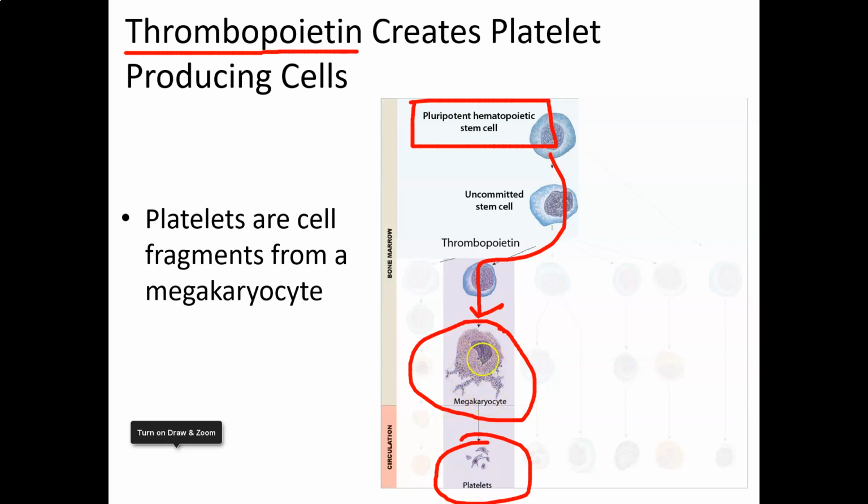It's got all this stuff inside the cell, basically. And then that breaks up into a whole bunch of pieces that become a platelet, or actually many, many platelets. So thrombopoietin stimulates the production of platelets. So it's the same starting cell that just gets a different chemical signal that says, hey, make some platelets. So thrombopoietin helps to make platelets.